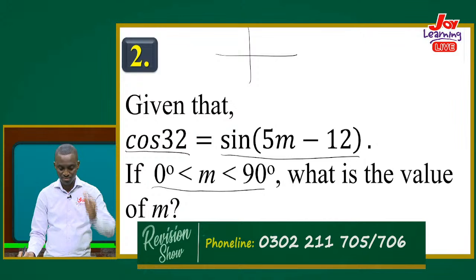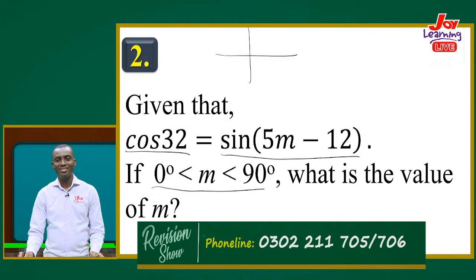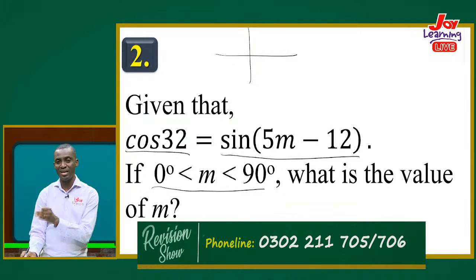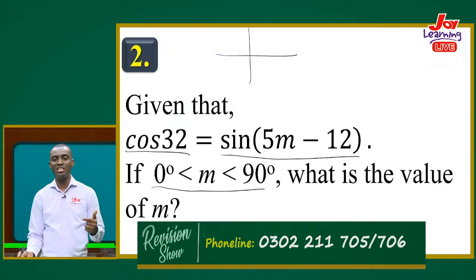So, cos 32 is equal to sine of (15m minus 12). I want to see your solution to this question. In solving this question, you have to apply the principle that I've mentioned earlier, and it will help you solve this. When I was asking you to make observations of cos of an angle and sine of an angle, we saw that cos 30 should be the same as sine 60, or cos 2 should be the same as sine 88. That concept can help you solve this question. So bring your answer and let's see.